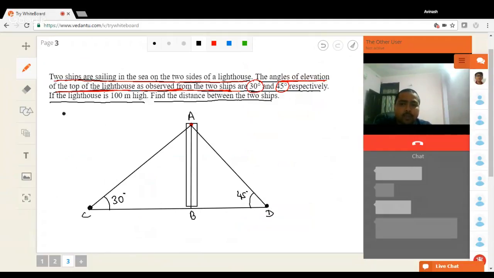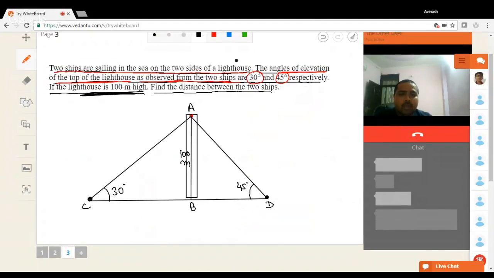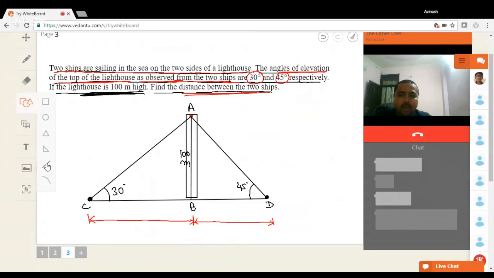And it's also given that the height of the lighthouse is 100 meters. So we can consider that this is 100 meters. Now we have to find the distance between the two ships. From here to here, this is the distance from the lighthouse to one ship, and from the lighthouse to the other ship. So basically we have to find the distance between the two ships. That means we have to find the distance between C and D. So let's see how we can solve it.